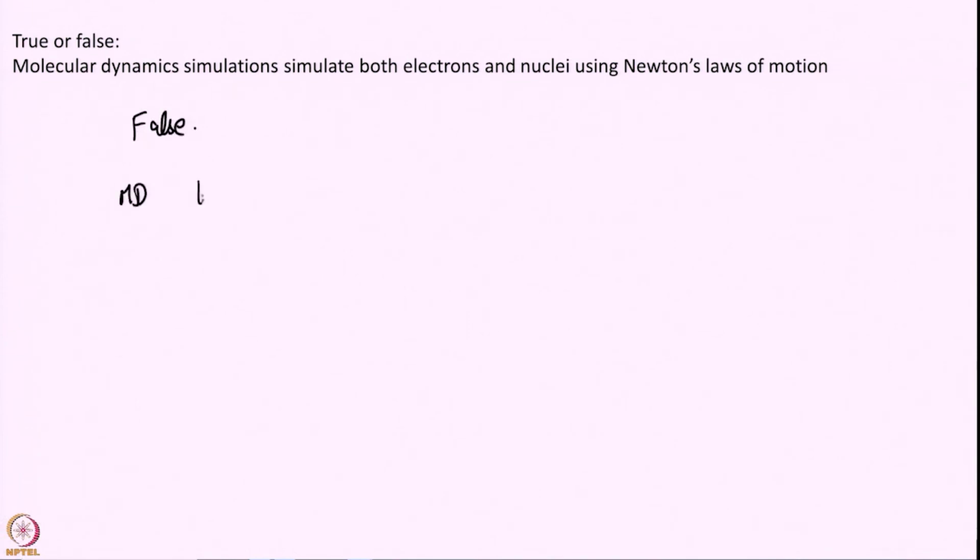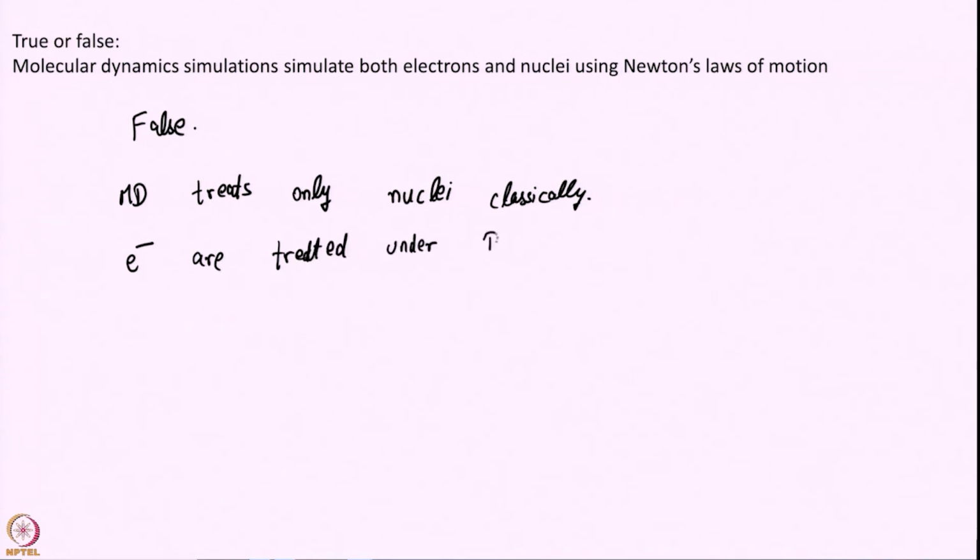MD treats only nuclei classically. Electrons are treated under Born-Oppenheimer approximation, which is still quantum mechanical. Okay. So, molecular dynamics is not completely classical, electrons still have retained their quantum mechanical nature.